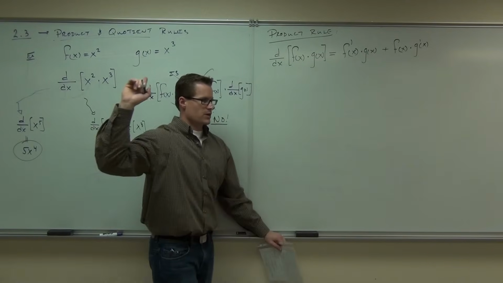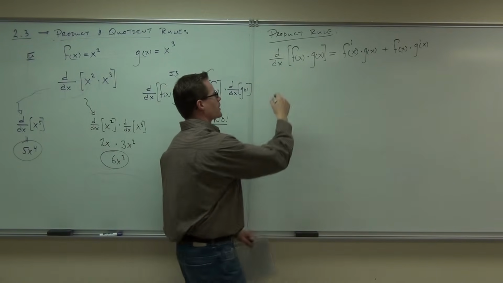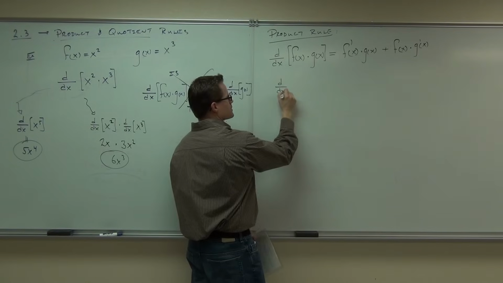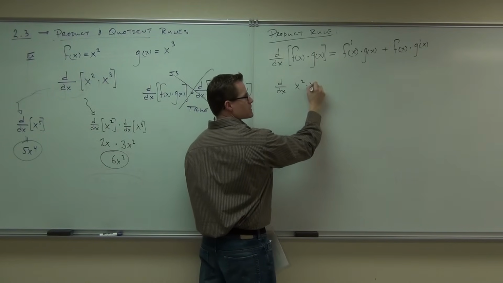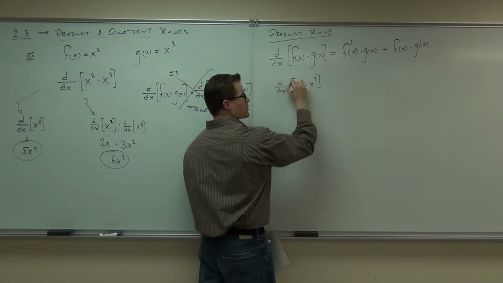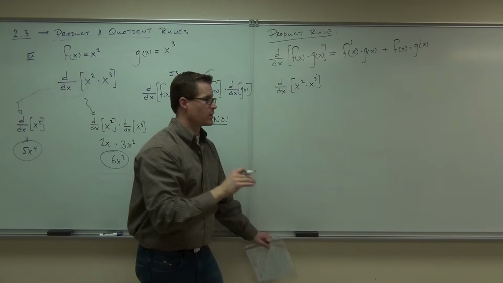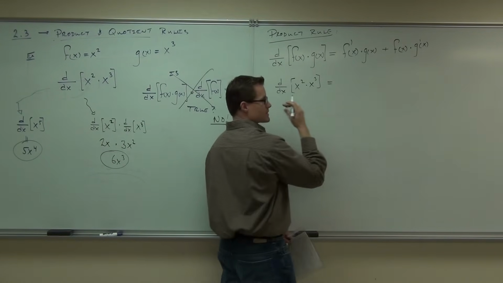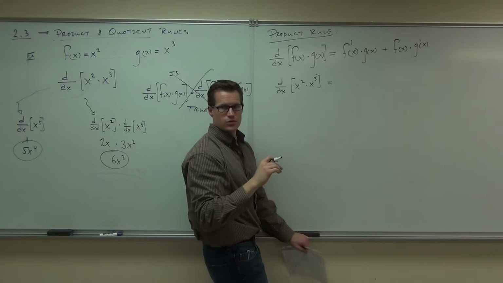By the way, would it work for over here? Let's check real quick just to verify, okay? So d dx of x squared times x cubed. Again, we're supposed to end with 5x to the fourth, right? That's what we're supposed to end with. If we do this, here's what it says. Watch what the product rule says to do.